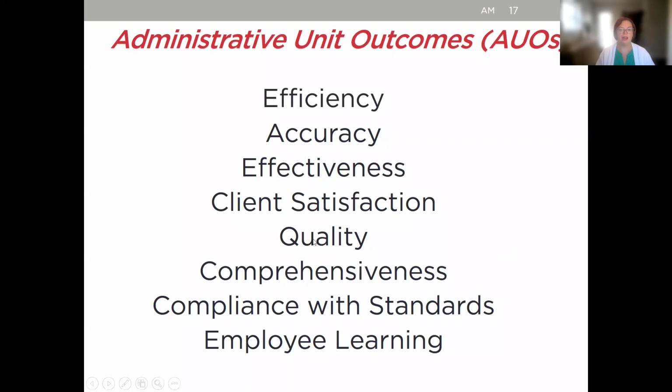Okay. Here are some of the things I just mentioned that you can assess with your AUOs. Things like, is it efficient? Is it accurate? Is it effective? Those are the kinds of words you can actually use in the outcomes. And what comprehensive means in your unit isn't going to be the same as what it means in somebody else's unit. The nice part is you get to define what comprehensive is, or what quality is, or what client satisfaction is. And sometimes we have external organizations that can help us do that, or industry standards.